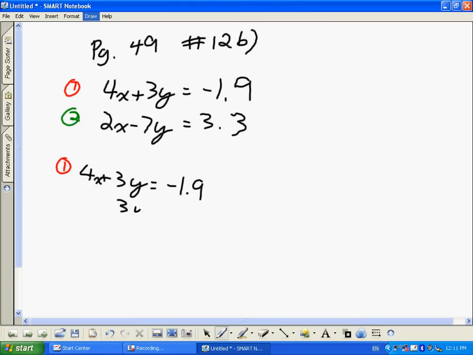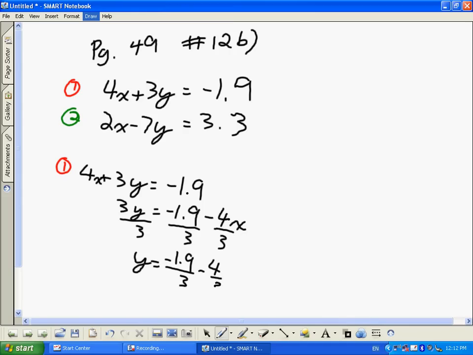So, when I move 4x to the other side, it becomes negative. Now I still have to isolate y, so I'm going to have to divide every number by 3 to get y by itself. Y will equal negative 1.9 over 3, subtract 4 over 3x. If you like, you could turn both of those into decimals. I like working with fractions. I'm going to keep them as fractions. So you'll see how to do it as a fraction, okay?